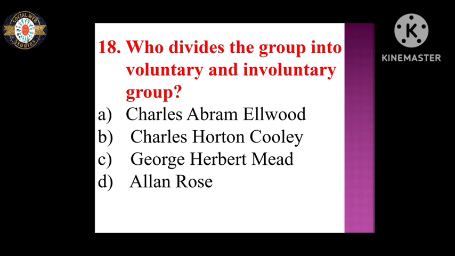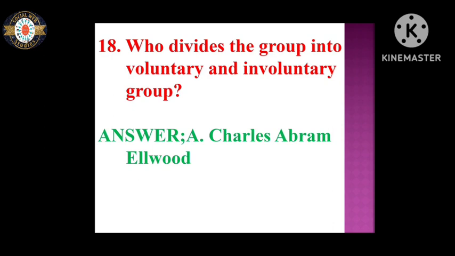Another question is, who divides the group into voluntary and involuntary group? Option A, Charles Abrahim Ellwood. Option B, Charles Horton Cooley. Option C, George Herbert Mead. Option D, Alan Rose. The right answer of this question is option A, Charles Abrahim Ellwood.